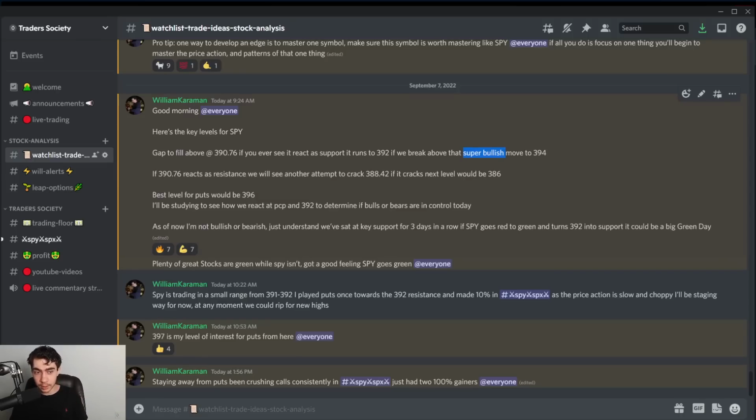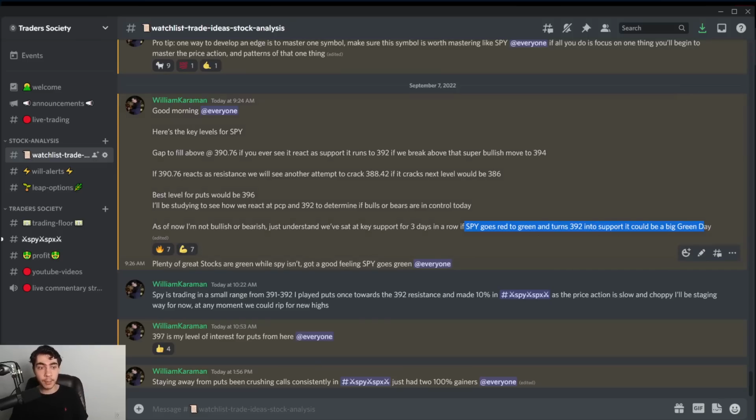I'd also made it clear, as of now, I'm not bullish or bearish. Just understand we've sat at key support, that 390 to 389 mid-level, for 3 days in a row. If the SPY goes red to green and turns 392 into support, it could be a big green day. That was the key analysis in terms of that trade, in terms of that trend and chart that I was looking at.